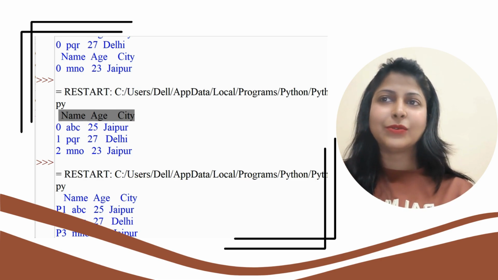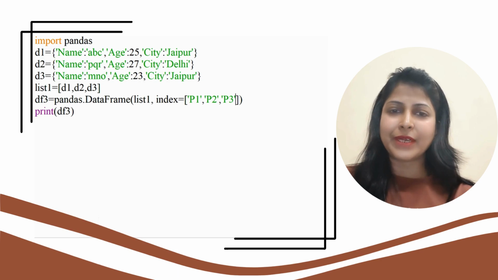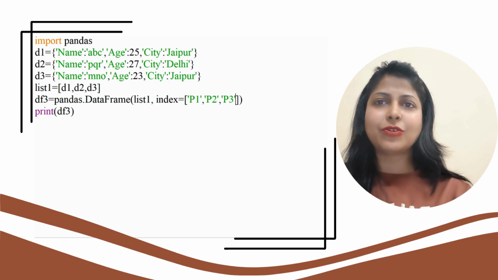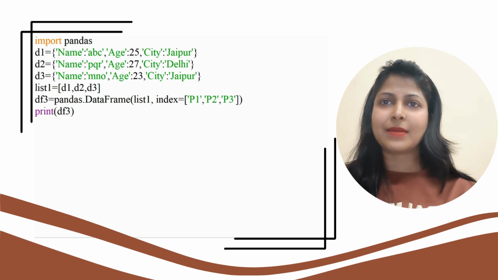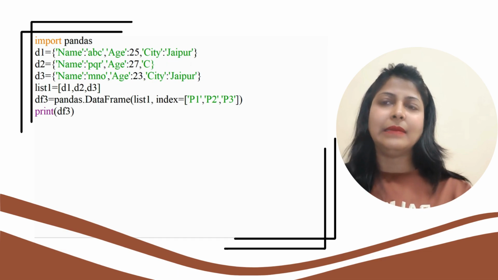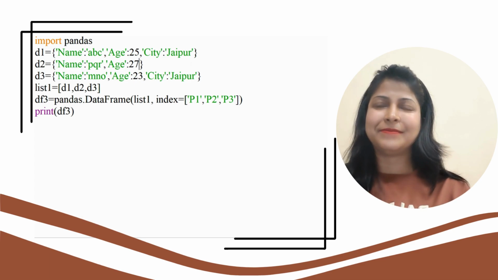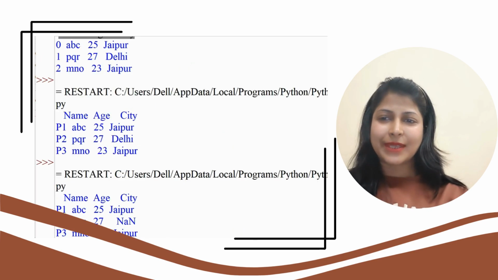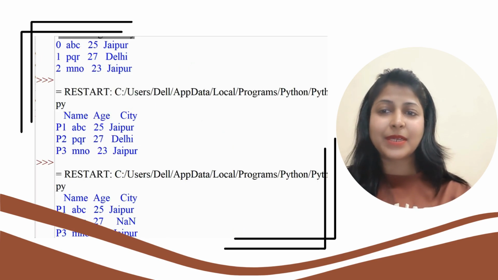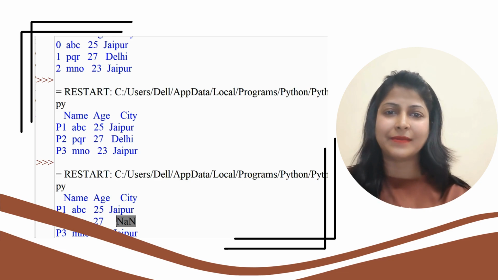So we have learned today how to convert the list of dictionaries into the form of data frame. Now let me talk about some variation. The variation is, if I skip the city Delhi from my second dictionary, then what will happen? Let's check it out. Now just check. The city, because it was not mentioned in my dictionary, is filled with nan.